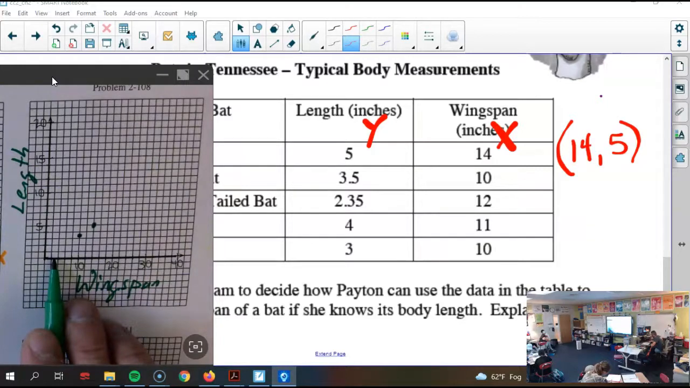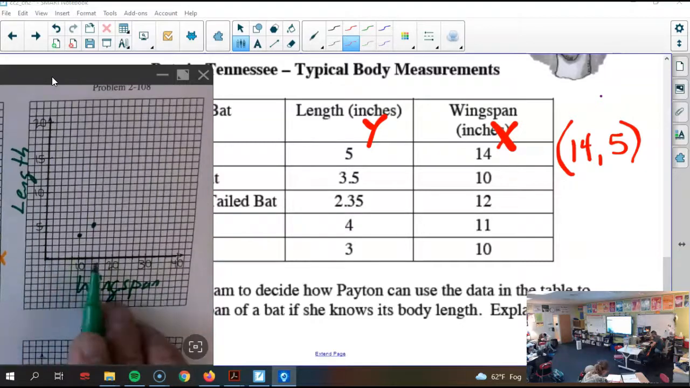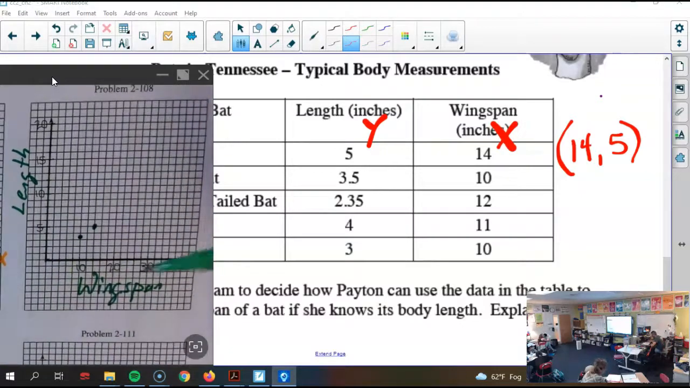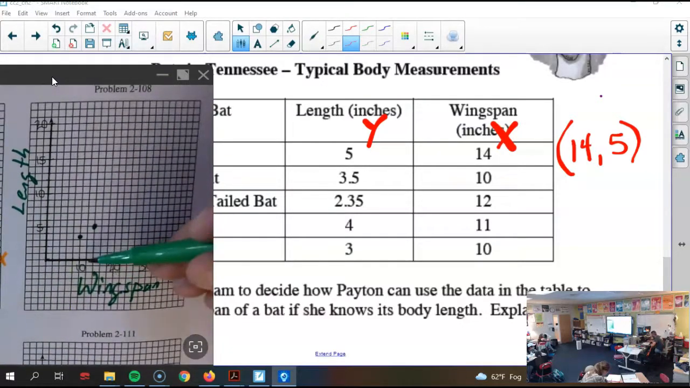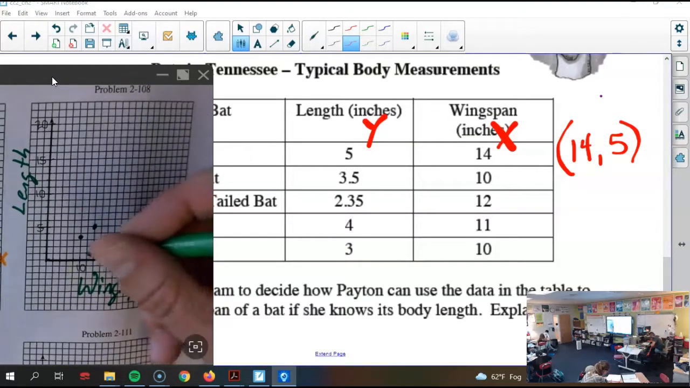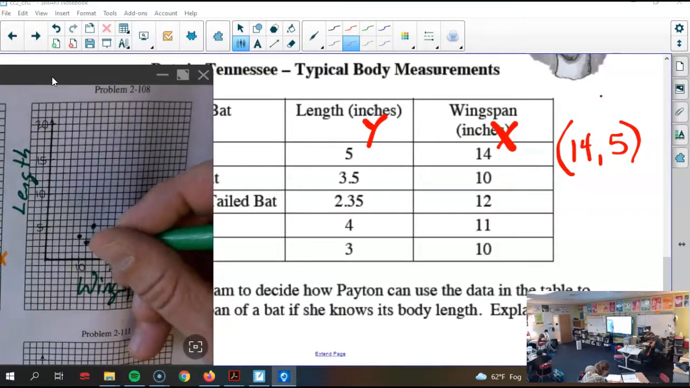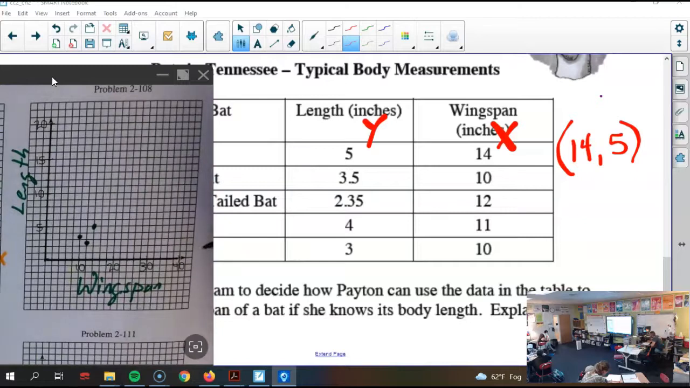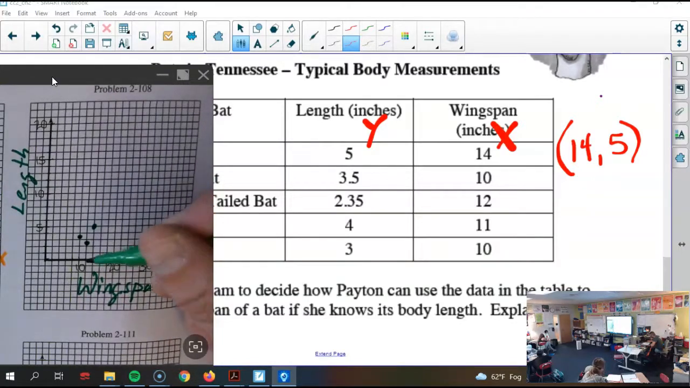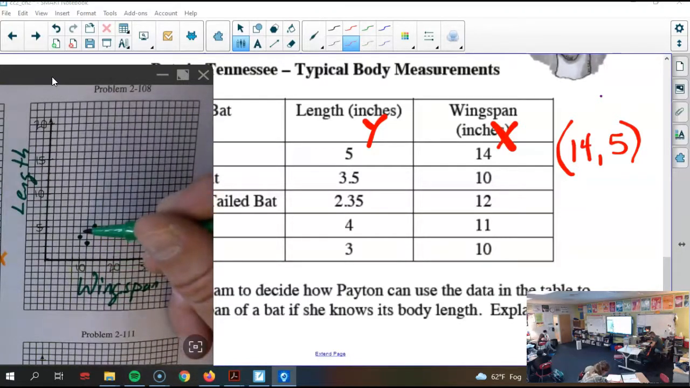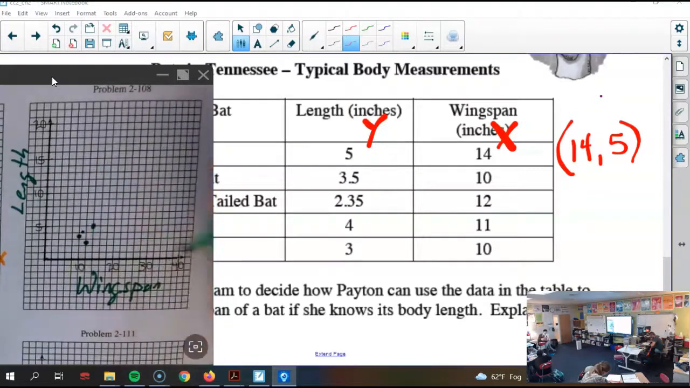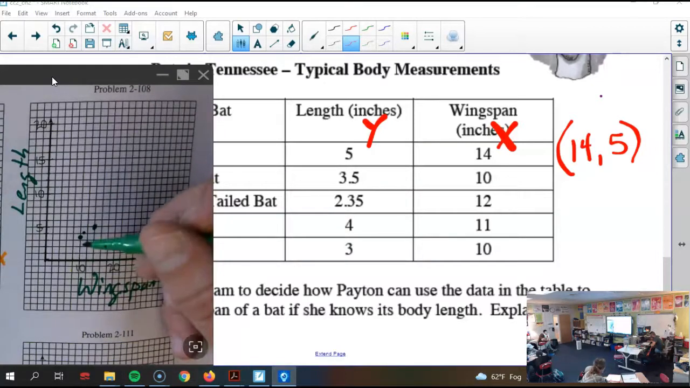Oh, no, I did it backwards. Hold on. The third one I was about to do backwards. Remember, we're doing the second number first, so the third one there is 12 and then 2.35. So that's actually like here. 11 and 4. Man, these are still really tight together. 10 and 3. Man.